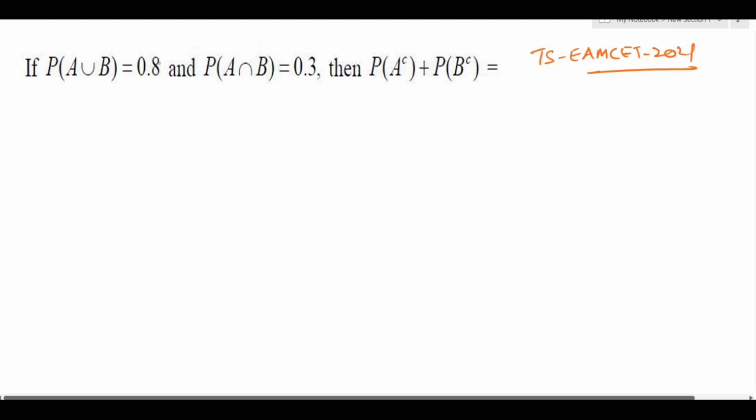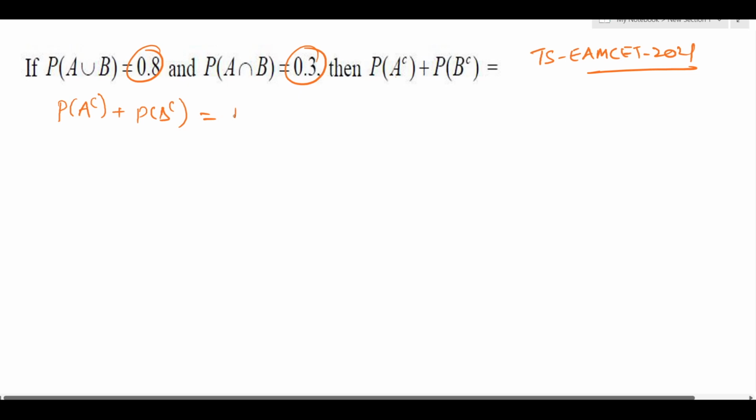If P of A union B is equal to 0.8 and P of A intersection B is equal to 0.3, then find the value of P of A complement plus P of B complement. This is Eamcet 2021 question. So now we find the value of P of A complement plus P of B complement.